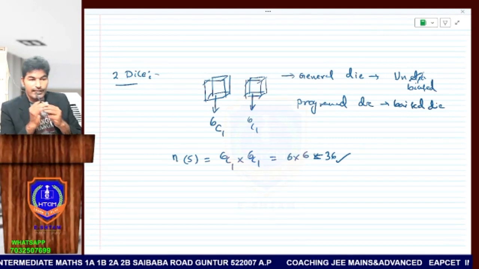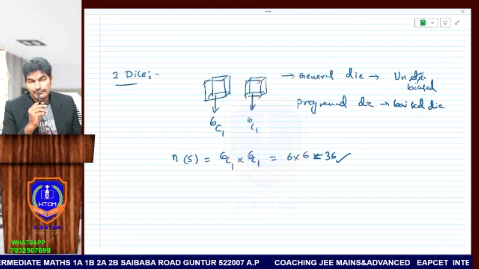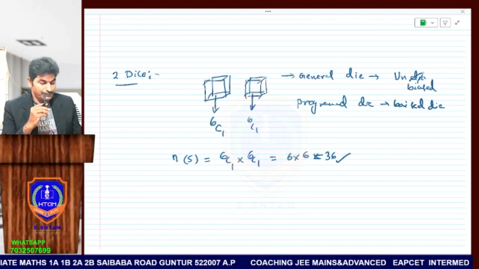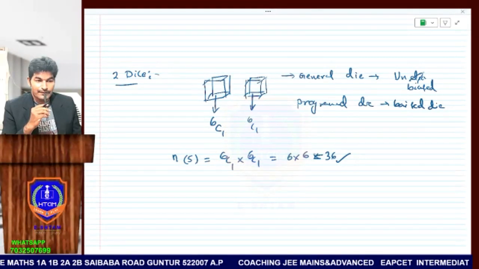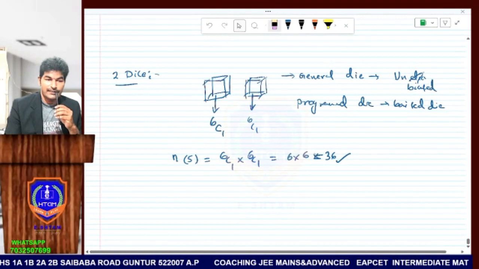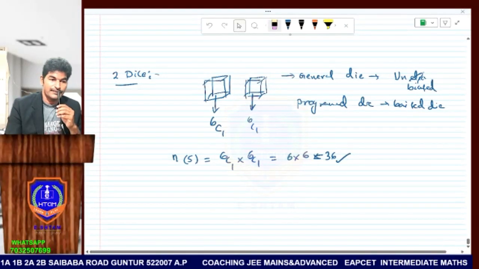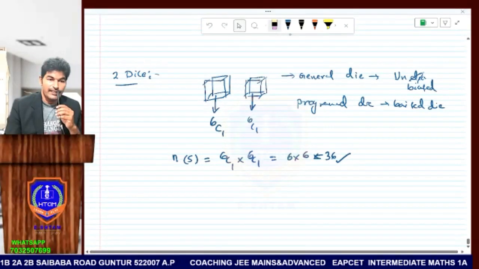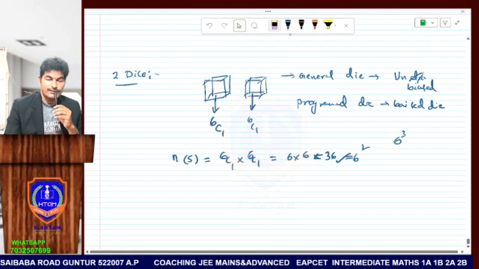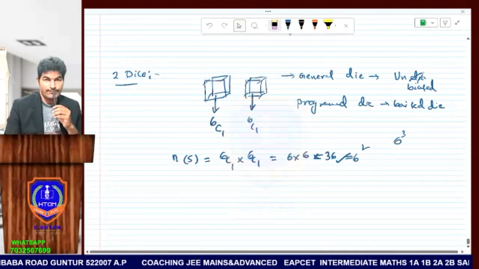What happens if 3 dice are rolled? There are 3 dice, so you can write 6 into 6 into 6. Yes, 6 into 6 into 6. If 3 dice are rolled, then it will be 6 cube. You can write this 36 also as 6 square. Understood?